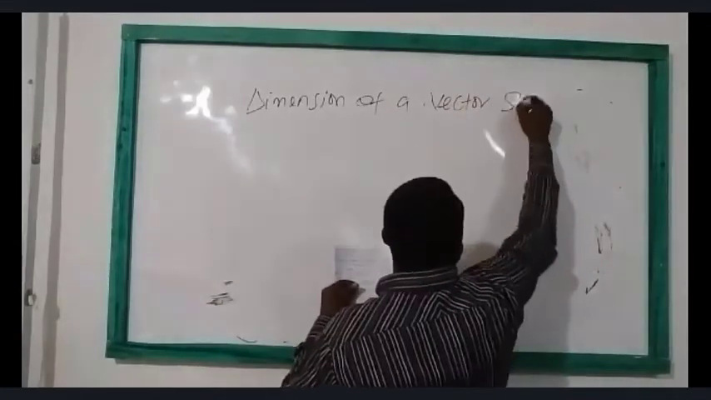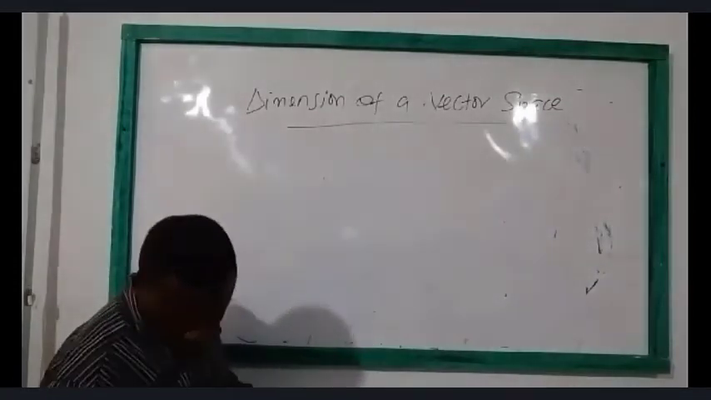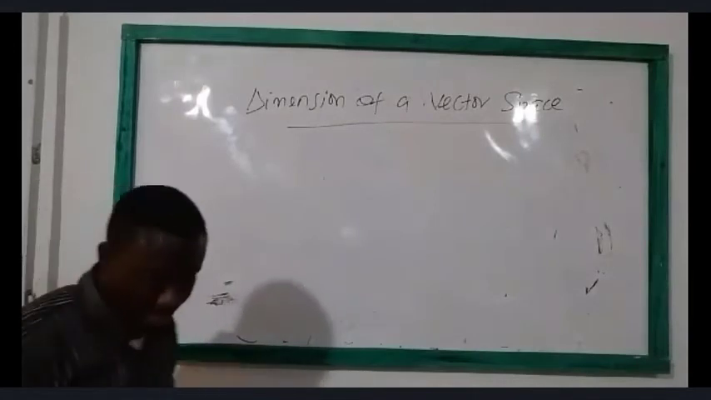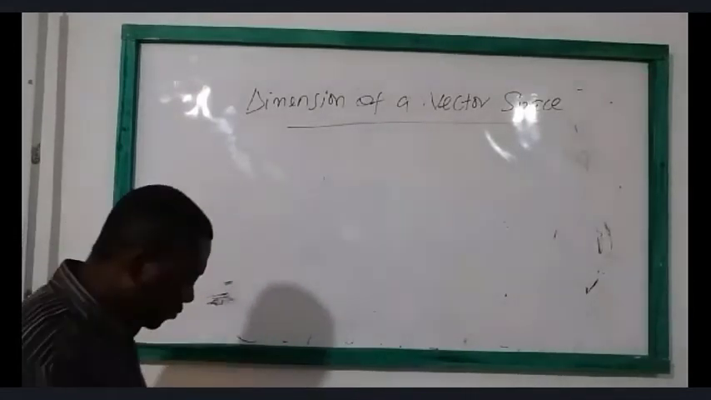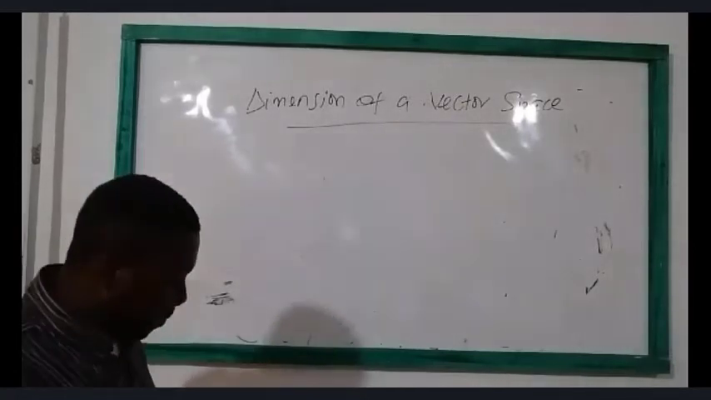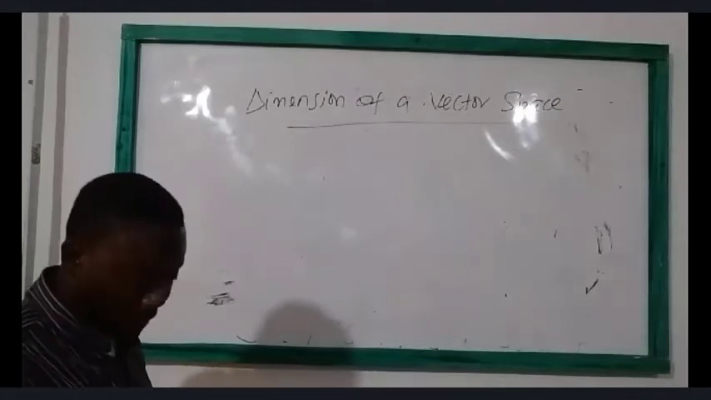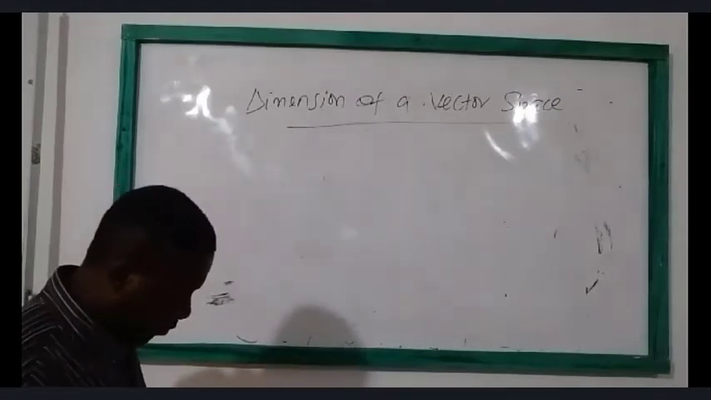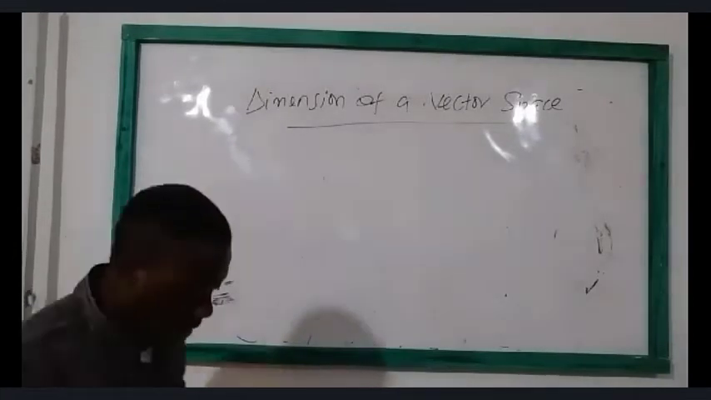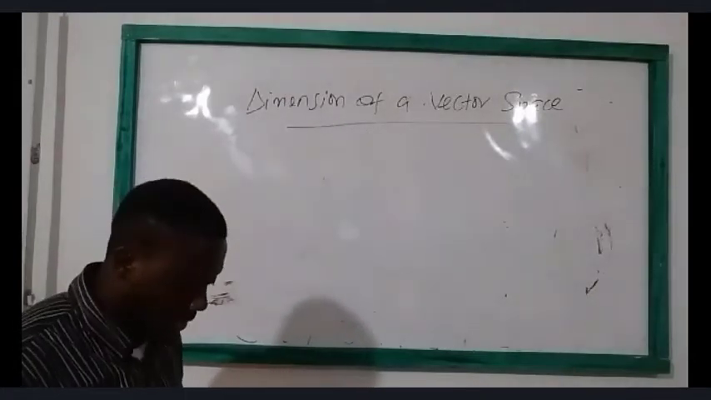We are looking at the dimension of a vector space. The dimension of a vector space V is the maximum number of linearly independent elements in V, in the set of vectors. Or in another definition, you can say that the dimension of a vector space is the number of vectors in the basis of the space.